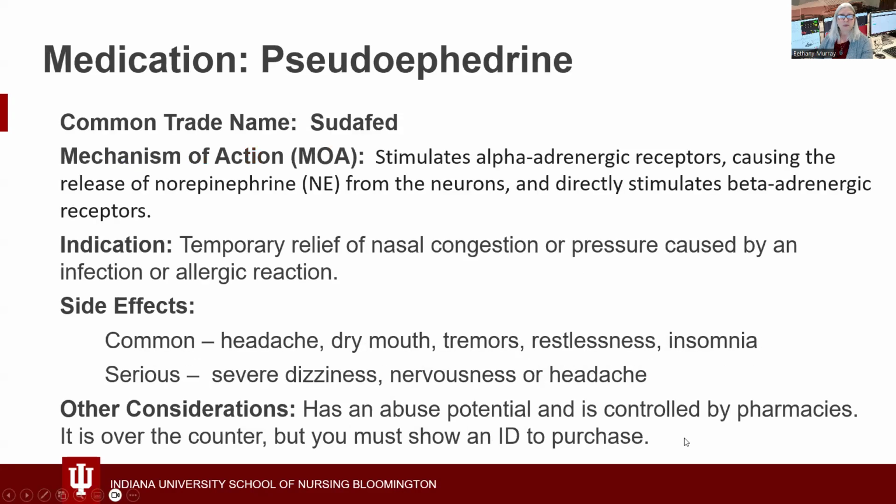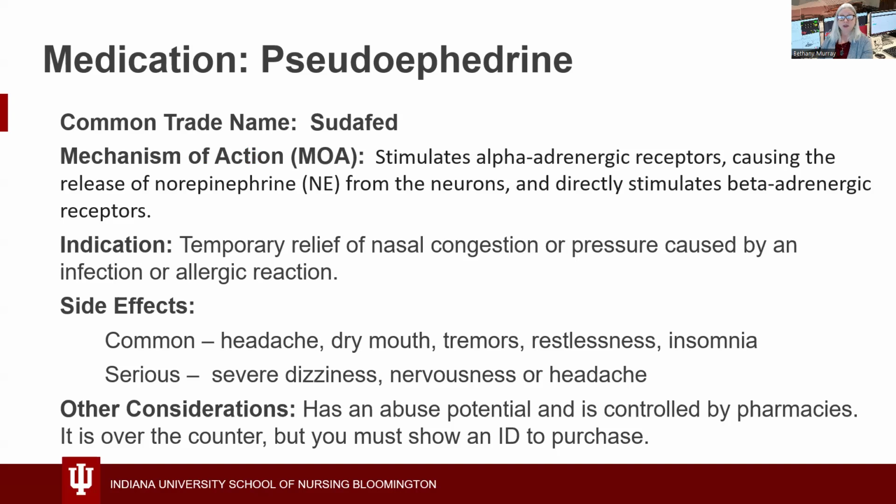Okay, so when we look at pseudoephedrine, it stimulates the alpha adrenergic receptors, causing the release of norepinephrine, and directly stimulates the beta adrenergic receptors. You get temporary relief of nasal congestion or pressure caused by either a head cold or an allergic reaction. Common side effects are headache, dry mouth, tremors, restlessness, and trouble falling asleep. You can also have a slight decrease in appetite.